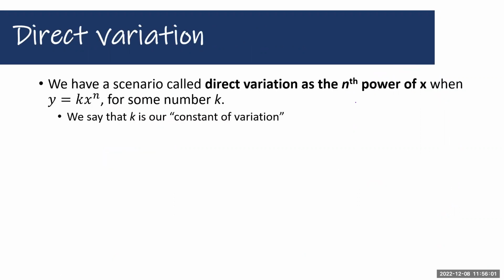Now we can apply these concepts that we've just learned. We can talk about direct variation and we can talk about inverse variation. So our first scenario, we have direct variation. In direct variation, we talk about the nth power of x. So if we say something is directly related, that's what we're dealing with here. We have y equals k times x to the n for some number k. And specifically, k is what we're going to call our constant of variation. And we often have to solve for that.